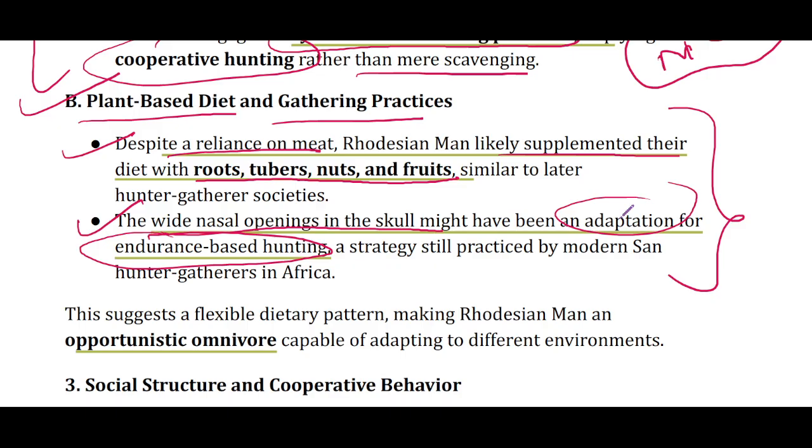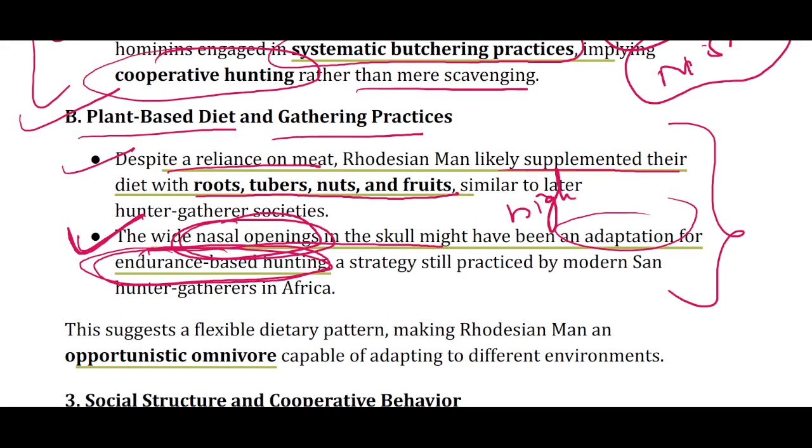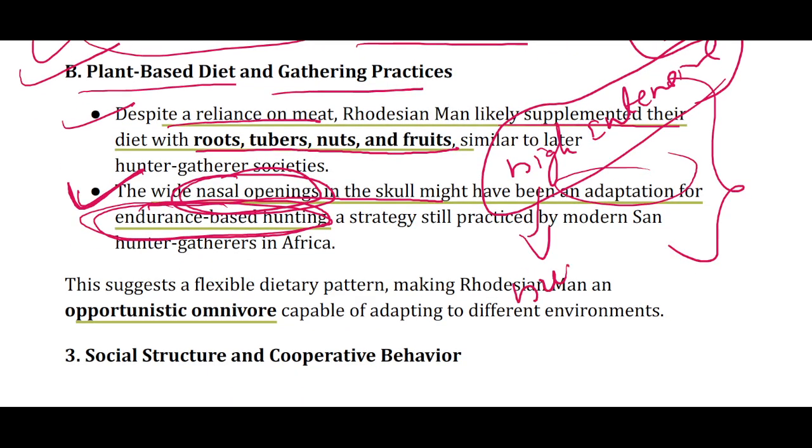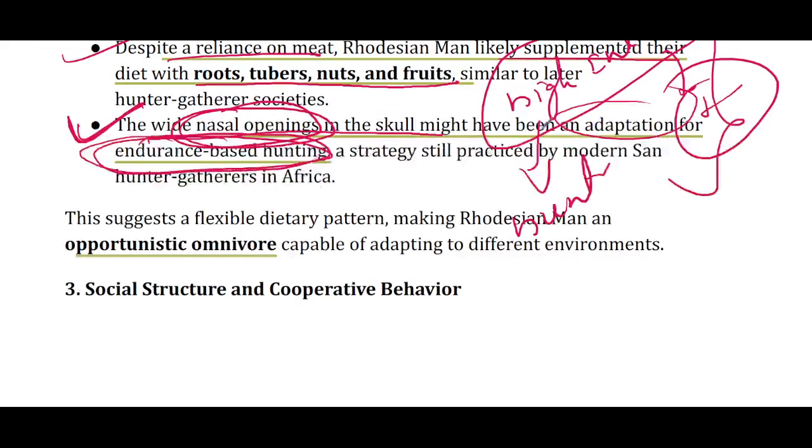So here again, as explained earlier, these nasal openings have a critical evolutionary significance here, that they suggest endurance-based hunting or at least high intensity activities. And high intensity activities at that time can be either hunting or fighting off predators or running from predators.